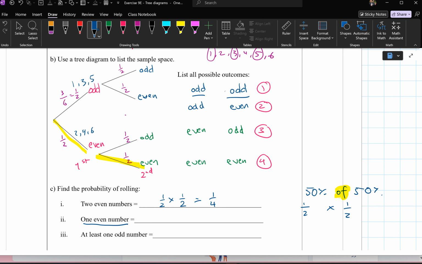Yeah, you can see again, you've got one option there, one option. That's 2 out of your 4 options, which is 50%. But if you're unsure, you can follow the tree diagram. Let's follow it. Here we go.